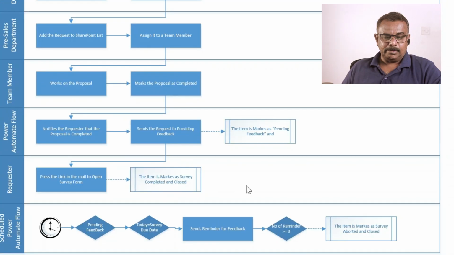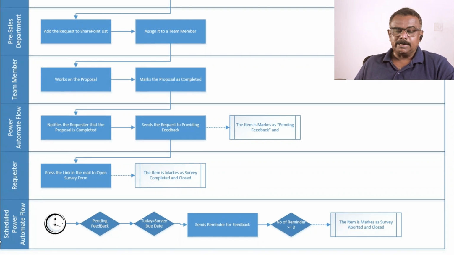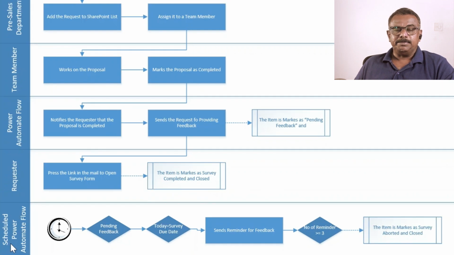this particular task item. If they are not able to do it, because the sales guys will normally be busy and will not be able to find time to do the survey, the system does the following. We are creating a scheduled Power Automate flow, that is, it will run at a periodic interval based on the schedule we decide, and it goes through the list for all the items which are pending feedback. It also checks whether today is the date when the feedback needs to be sent, and if that is the case, it sends the reminder feedback as an email, and then it checks.